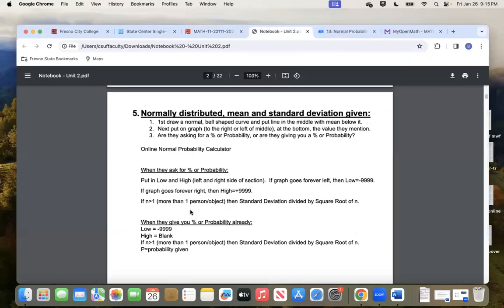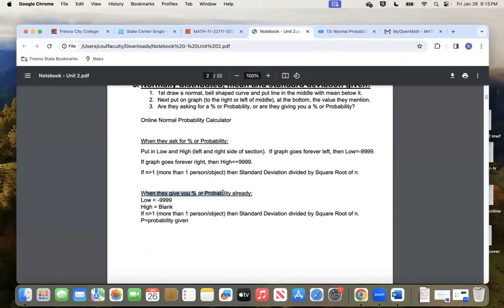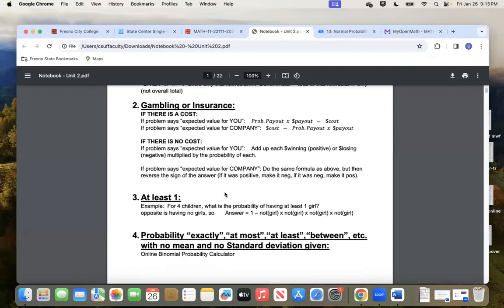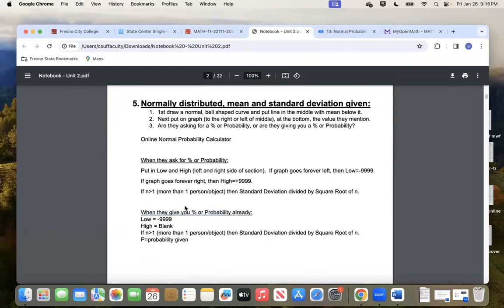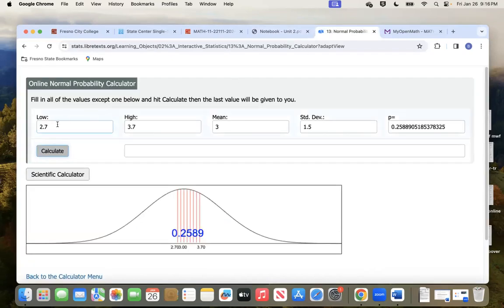Let me show you that in the notes, by the way. I'm on the exam 2 notes, unit 2 notes, going down to number 5, normal distribution. In this part, when they give you a percentage already, they give me the 70th percentile, put in the low of negative 999, or it should be 6 nines actually. The high, leave blank, and put in the probability. If n is more than one, we don't have more. This is just one patient. So we're good. Let's go to the calculator.